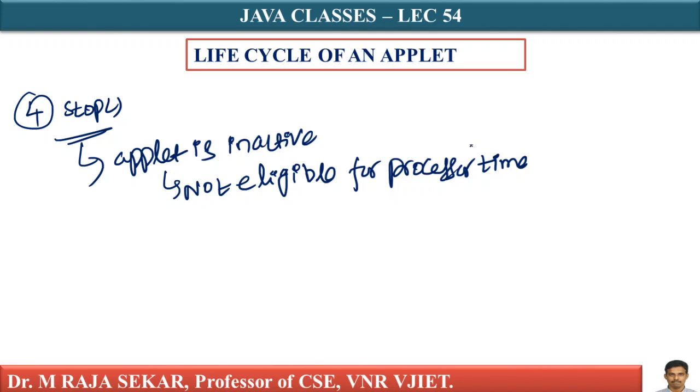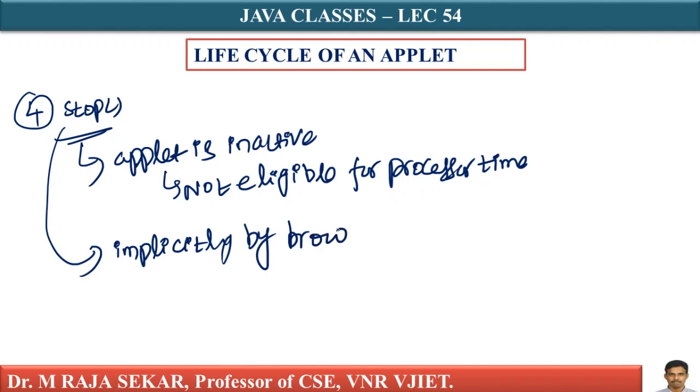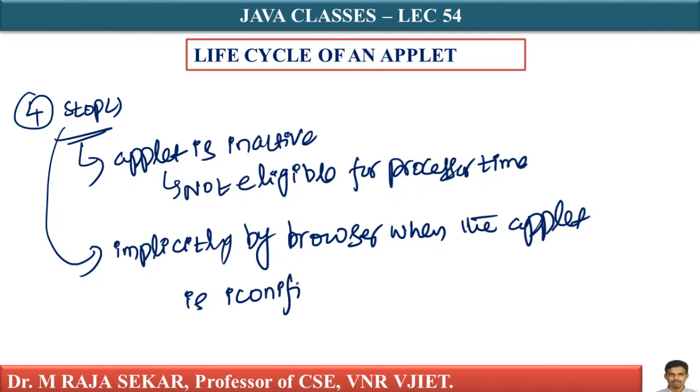This is called implicitly. Who will call this method implicitly? The browser, when the applet is iconified. We will try to understand this one.